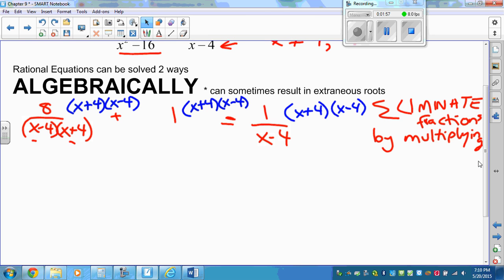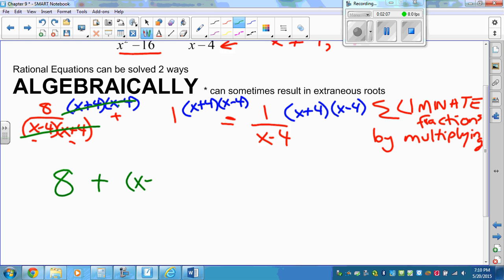And watch this. We're going to have some elimination. These are the same. They are just 1. So we're just left with 8. Plus 1 times that is going to be x minus 4, x plus 4. Here, my x minus 4s eliminate. So I just get x plus 4. So I've gotten rid of all fractions. Now I need to collect like terms and solve.